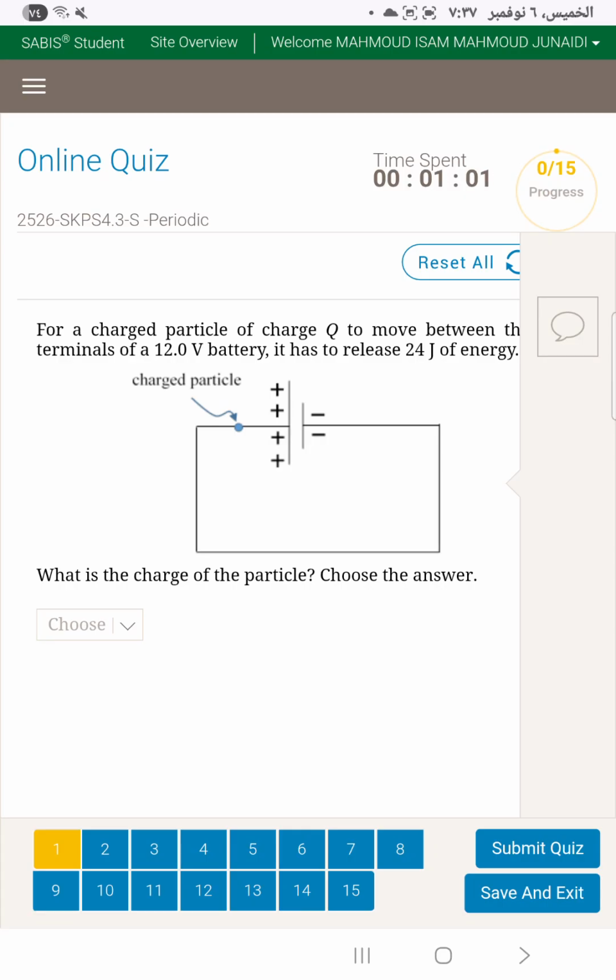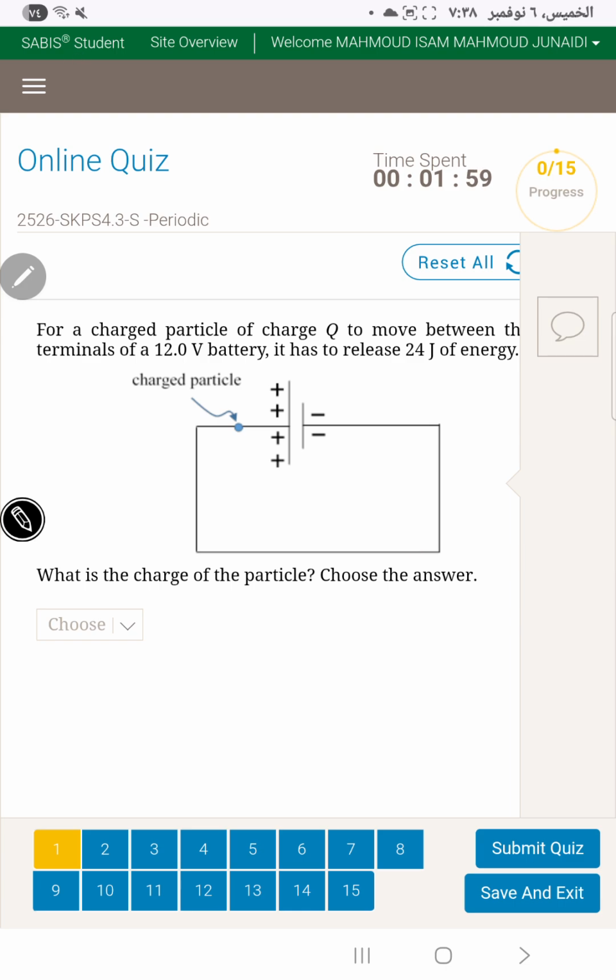In this video, I'm going to solve this course practice test for the periodic 4.3. Course practice 4.3. Question number 1: for a charged particle of charge Q to move between the terminals of a 12-volt battery, it has to release 24 joules of energy. What is the charge of the particle?